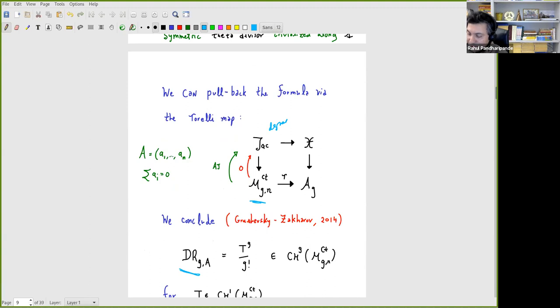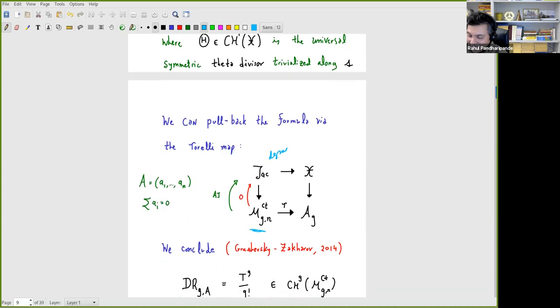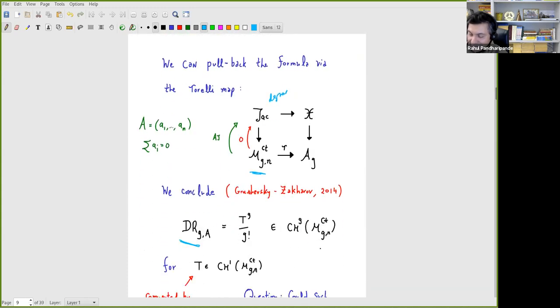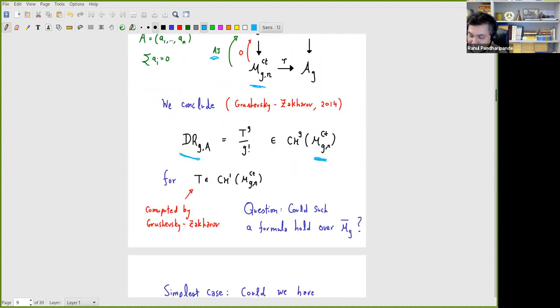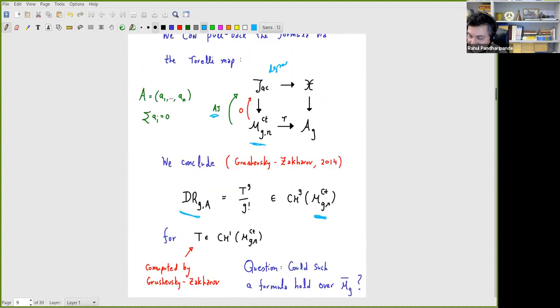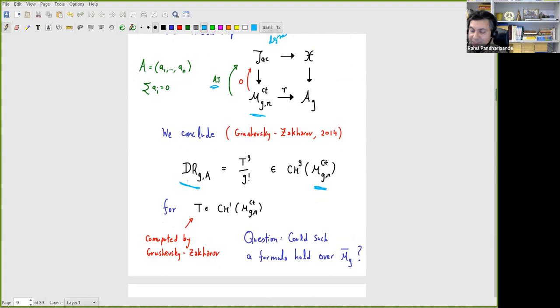And if you believe this formula, which you should since it's proven, then that tells you that this double ramification cycle on the compact type locus is the g-th power of some divisor over g factorial, because it's just whatever you get by pulling back the theta divisor under the Abel-Jacobi map. You don't have to worry about what it is because it was computed by Grushevsky and Zakharov. So this is a completely explicit theory. It tells you what this double ramification cycle is on the compact type locus in this beautiful form. And one of the starting points is the question: could such a formula hold over M_g bar?